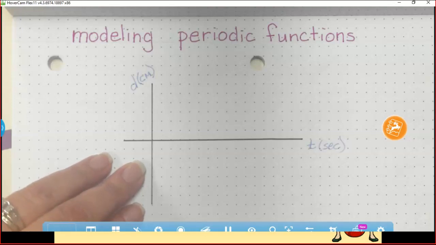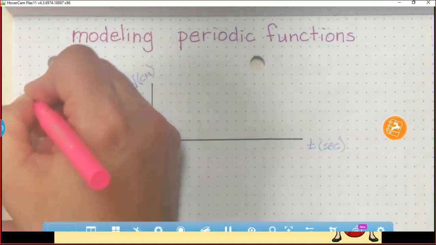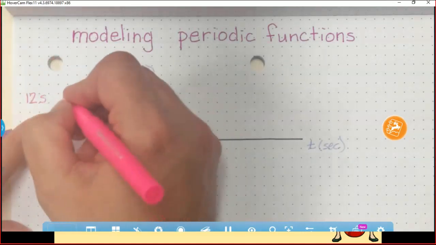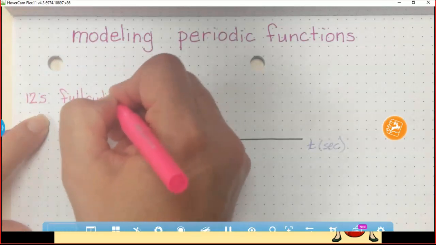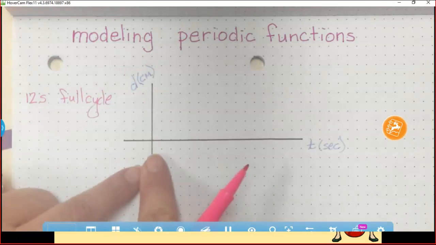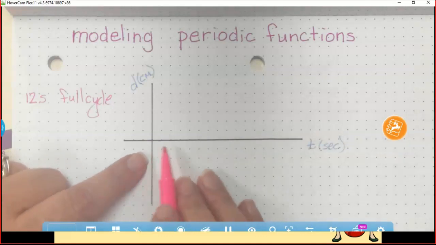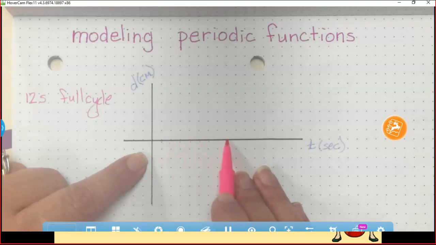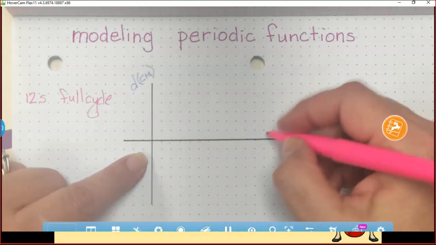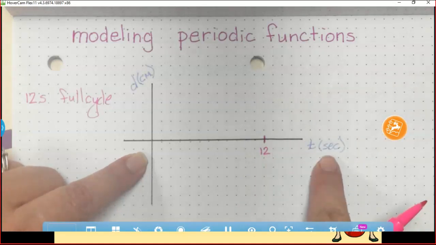According to the word problem, my entire cycle is 12 seconds. So I have a 12 second full cycle. That's pretty awesome. So that means on my x-axis, I need to go all the way to 12. Well, let's count. 1, 2, 3, 4, 5, 6, 7, 8, 9, 10, 11, 12. Beautiful. There's my 12. And we're in the world of seconds.